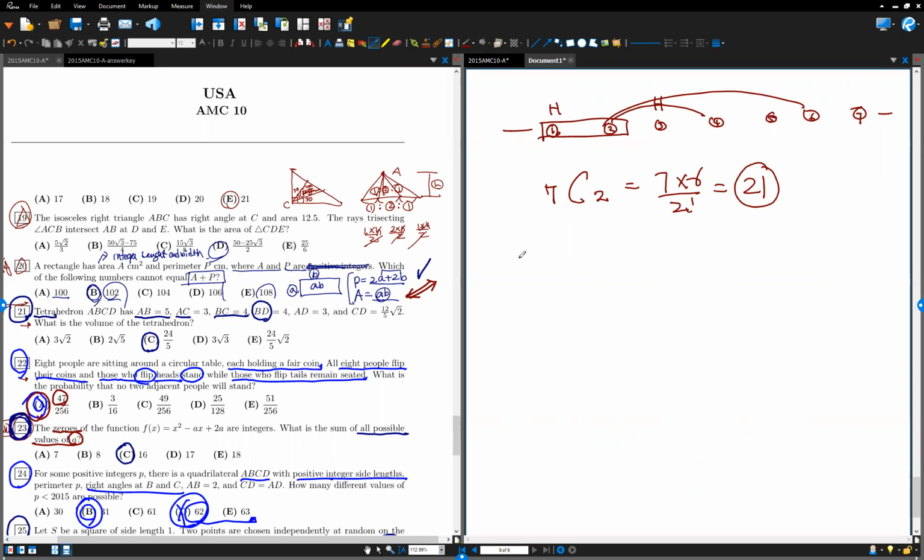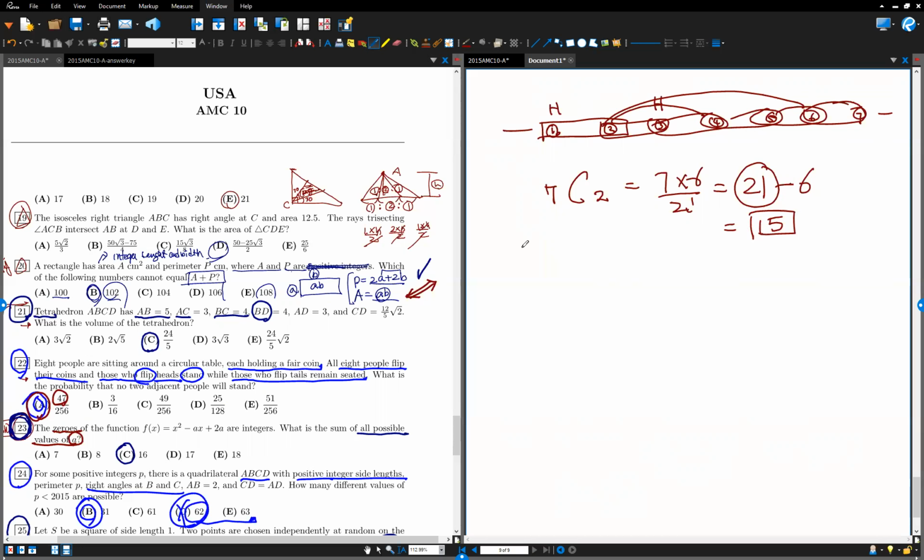Adjacent continue, right? So we have to remove the adjacent ones. 1, 2, 1, 2, 3, 4, 5, 6, isn't it? We take out 6. Is it okay? So this one, 15, right?